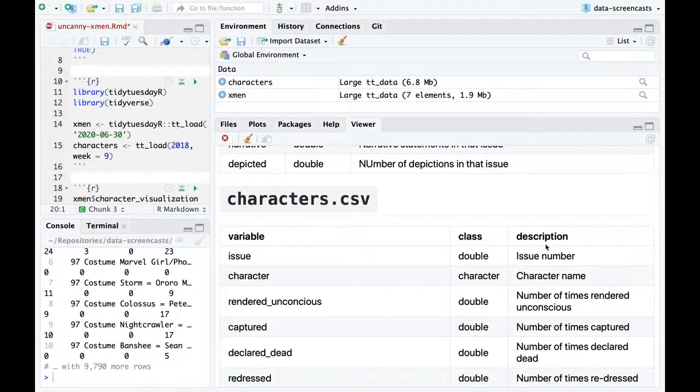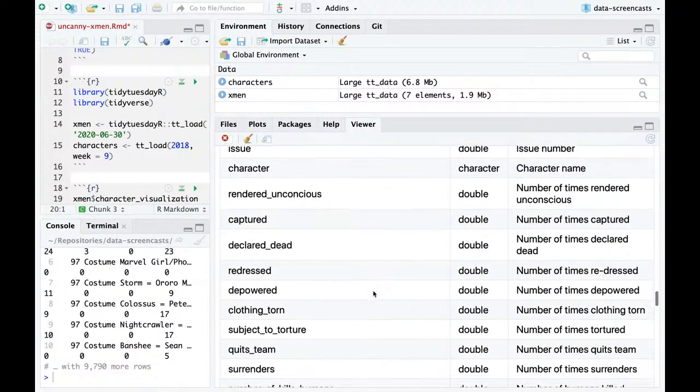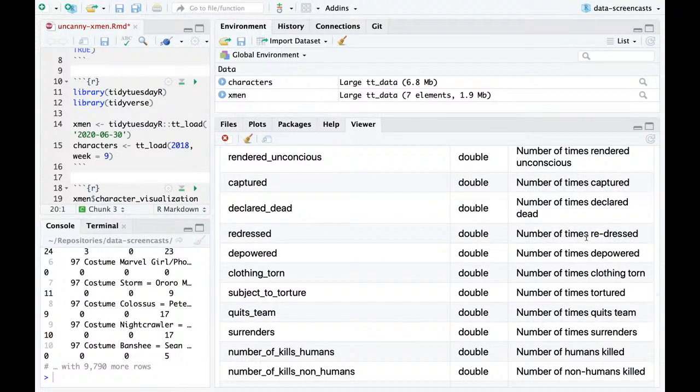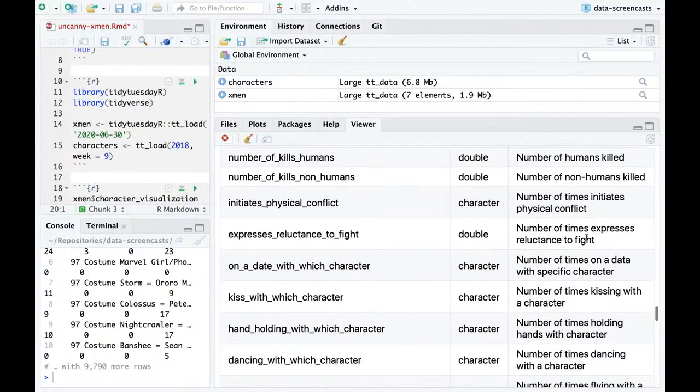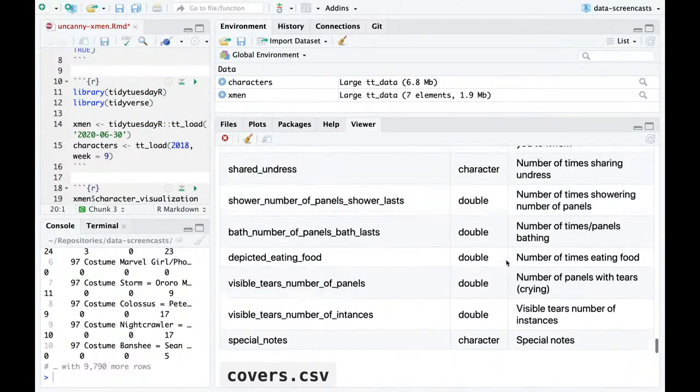We have the issue, we have the character, we have whether they were rendered unconscious, captured, declared dead, if they were redressed, I guess, like brought back into costume, the number of humans and non-humans they killed. Wow, so we get to see a lot of things about each of these characters.